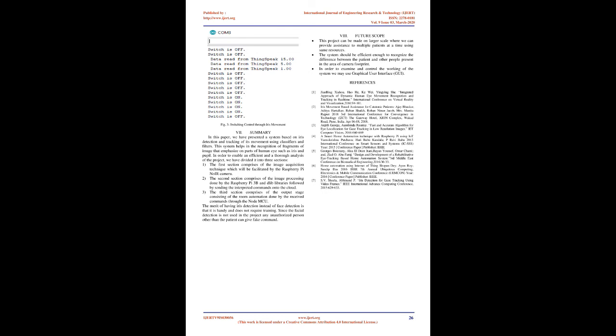7. Summary. In this paper, we have presented a system based on iris detection and tracking of its movement using classifiers and filters. This system helps in the recognition of fragments of image that emphasize on parts of the human eye such as iris and pupil. In order to enable an efficient and a thorough analysis of the project, we have divided it into 3 sections. 1. The first section comprises the image acquisition technique, which will be facilitated by the Raspberry Pi Noir camera. 2. The second section comprises the image processing done by the Raspberry Pi 3B and dlib libraries, followed by sending the interpreted commands onto the cloud.